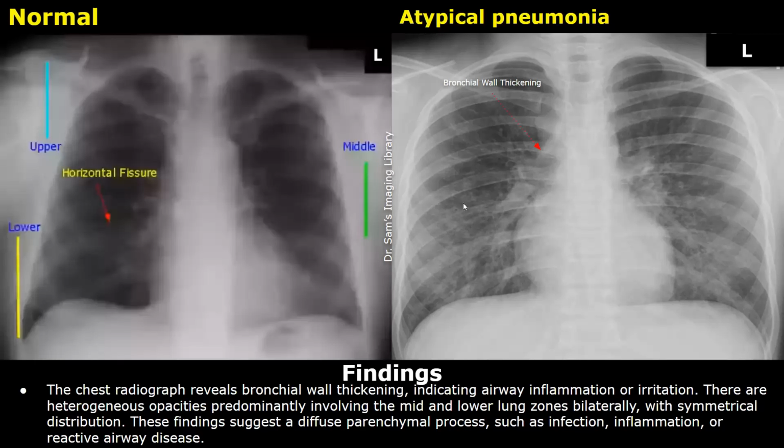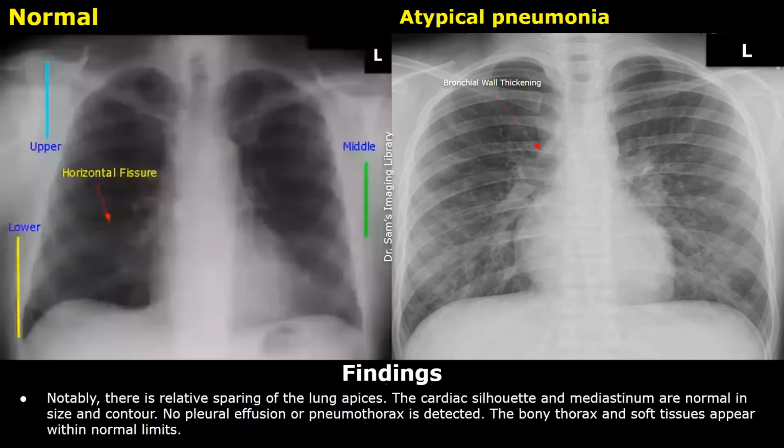There are heterogeneous opacities, predominantly involving the mid and lower lung zones bilaterally, with symmetrical distribution. These findings suggest a diffuse parenchymal process, such as infection, inflammation, or reactive airway disease. Notably, there is relative sparing of lung apices.